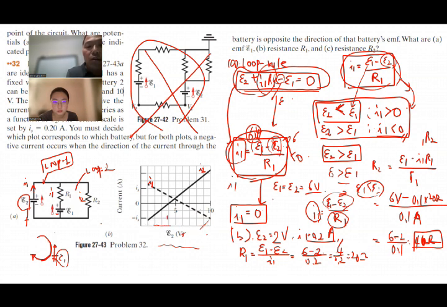And depending on the E2 value, the value of the battery E2, you can actually pick any numbers. So basically, you can choose 4 volt, 5 volt, 6 volt, any volt. You can choose any numbers to find out E1, R1, and R2.